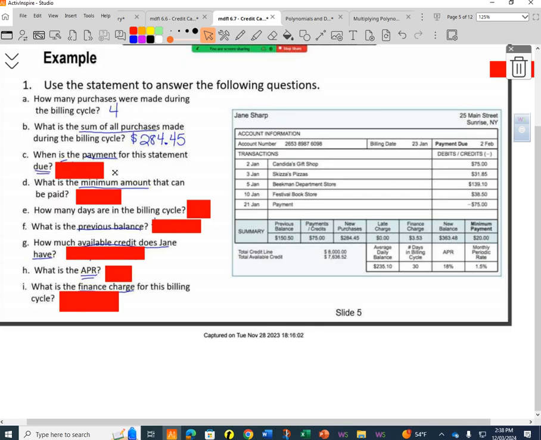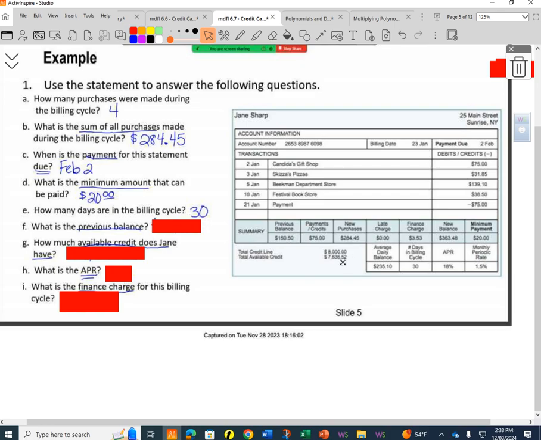When is the payment due? And so it tells you that right here, payment due. The billing date, the payment due date. It's due February 2nd. What is the minimum amount that can be paid? It should be clearly marked as a minimum payment, $20. How many days are in the billing cycle? So you're going to look around till you find that. Number of days in the billing cycle, 30.